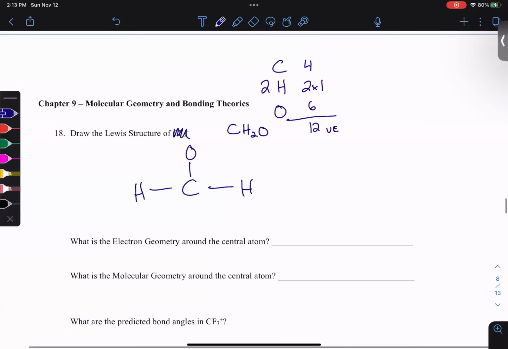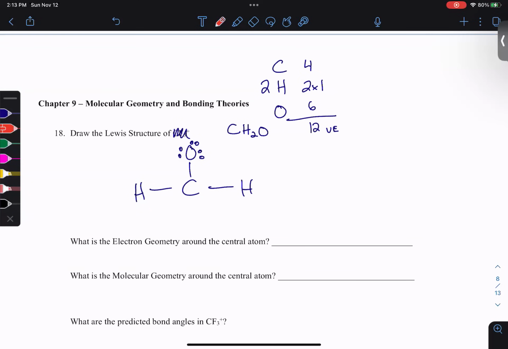Now we want to place electrons on the outer atoms first, fulfilling octets. Do I need to put any electrons on hydrogen? No, they're done. They have fulfilled octets already because hydrogen is an exception. It only needs 2 electrons because it only has a 1s shell to fill. So that means our leftover electrons are going to go on oxygen. So there we go. All right, so I spent all my electrons. But if you look here, hydrogens have fulfilled octets. That oxygen has a fulfilled octet, but carbon does not.